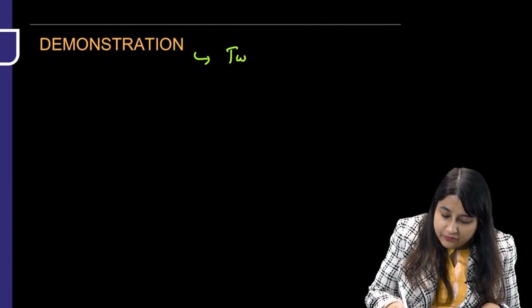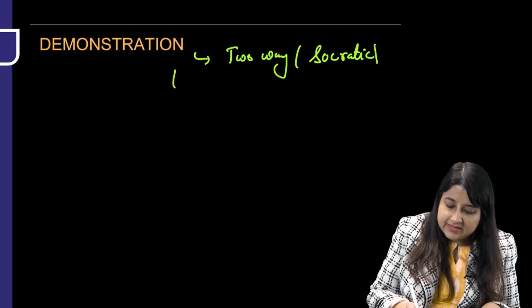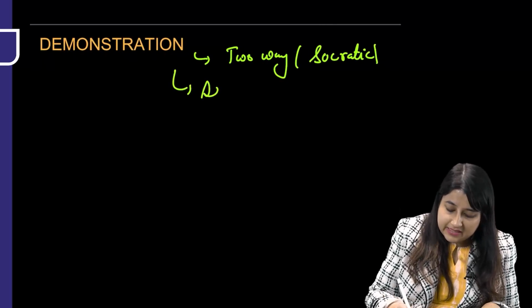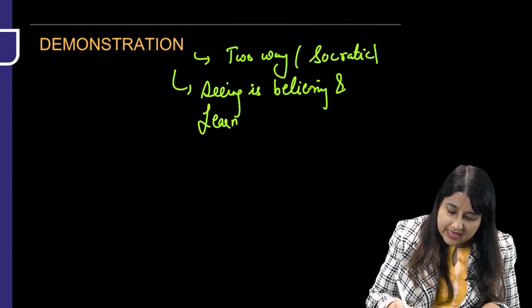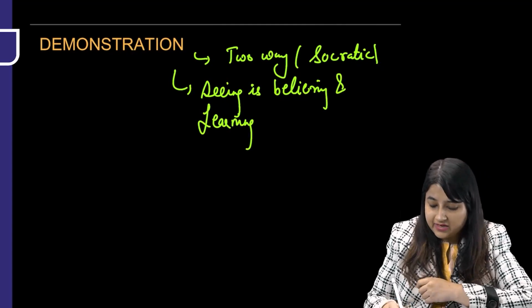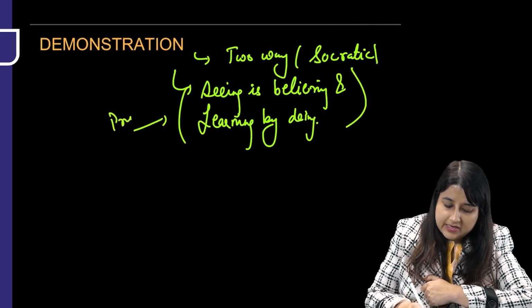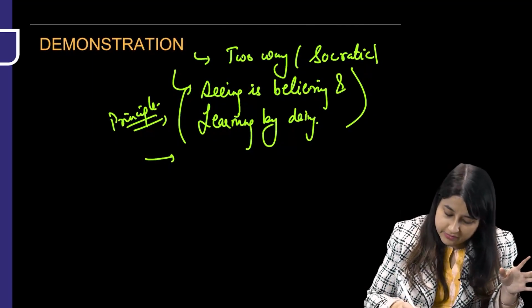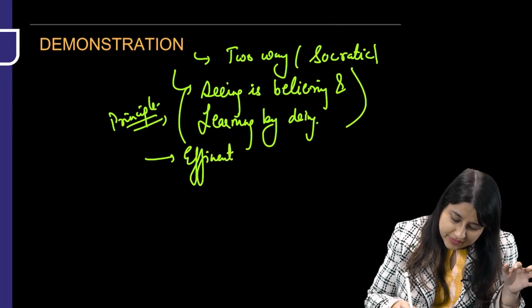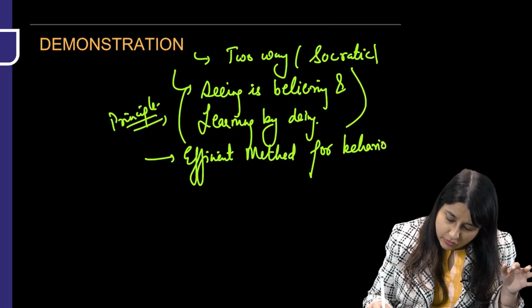Now demonstration, the first thing, it is two-way or Socratic. Now this relies on seeing is believing, and learning by doing. So it relies on the principle of seeing is believing and learning by doing. Now remember, this is a very important or efficient method for behavior change. It's one of the most efficient methods for behavior change.